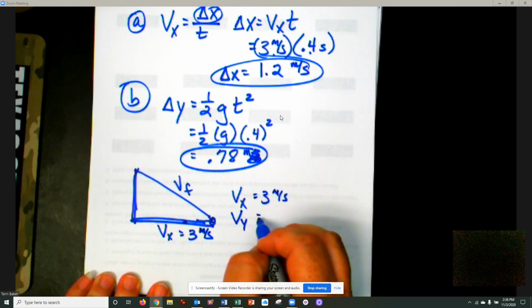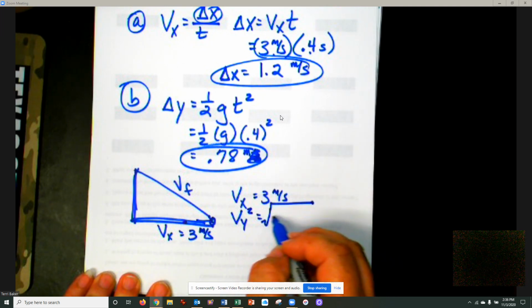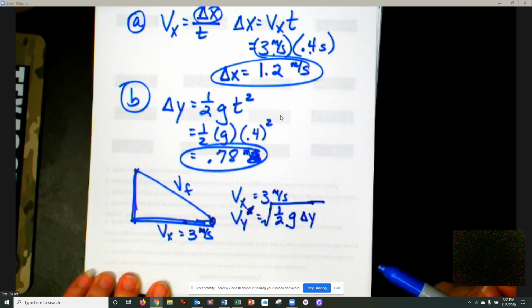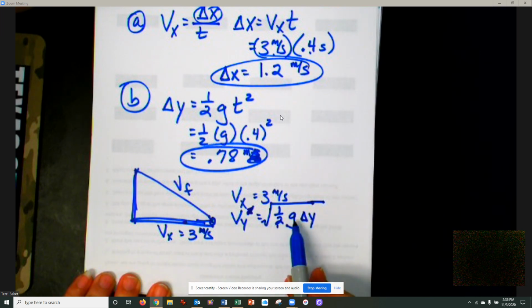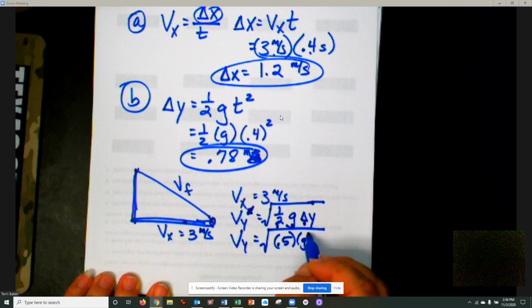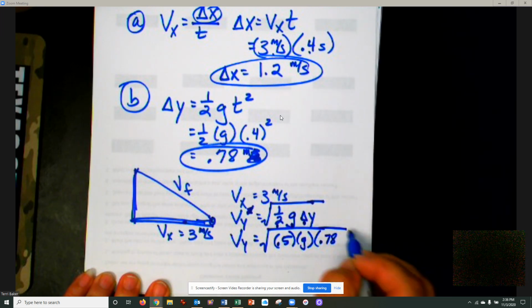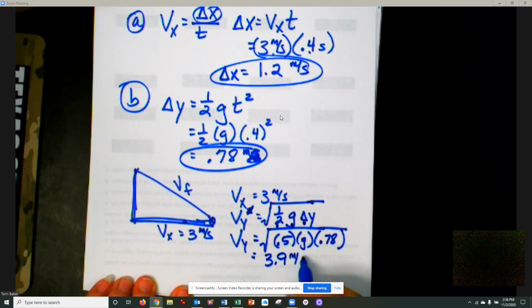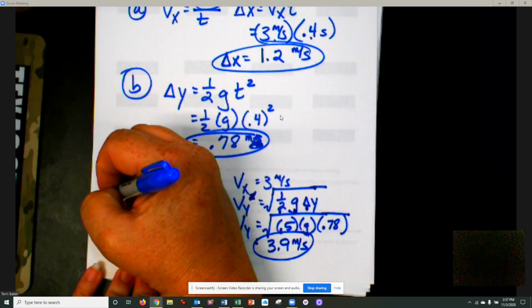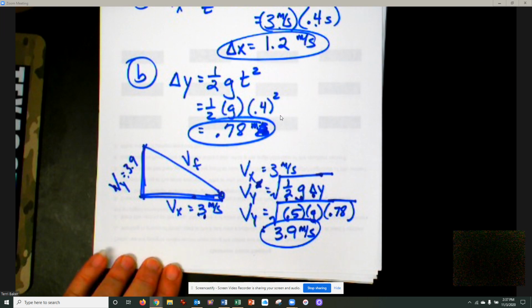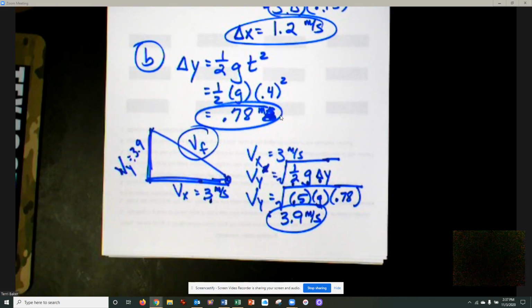Vy, we can calculate. From the previous chapter, Vy equals the square root of 2 times g times delta y. That's in free fall. We know this, and we just solved for this. So Vy is going to be the square root of 2 times 9.81 times 0.78. Take the square root of all of that, and your Vy is 3.9. So now we have 3.9 and we have 3. We can plug these into Pythagorean's theorem, and we can get our hypotenuse.